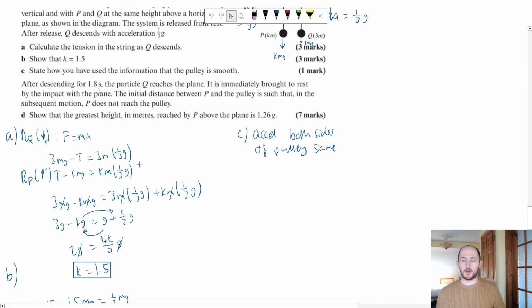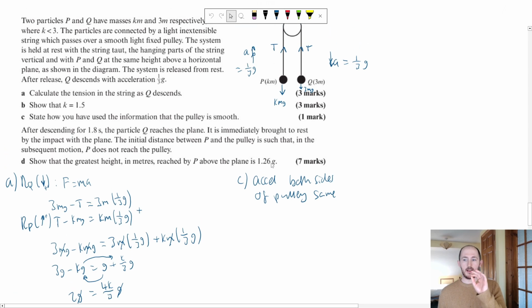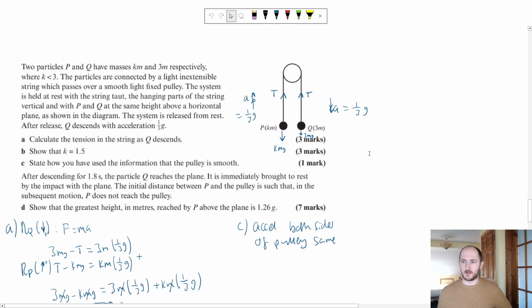So after descending for 1.8 seconds, the particle Q reaches the plane. It is immediately brought to rest by the impact with the plane, and the initial distance, blah. So basically, these last sentences that they write here just mean that it doesn't hit the pulley, you know? And in 99% of cases, it doesn't hit the pulley. They will say, like, will it hit the pulley kind of thing? So if it's 2 meters away and it travels 2.1 meters, then yes, it would hit the pulley, that kind of stuff. So it also has the answer in terms of g, which is good because our acceleration is in terms of g. So we're just going to leave everything in terms of g if we can.